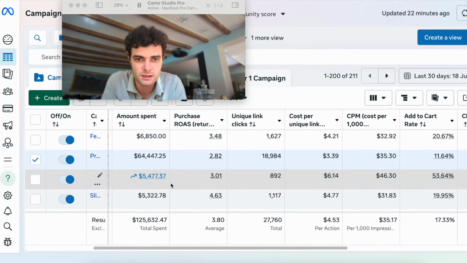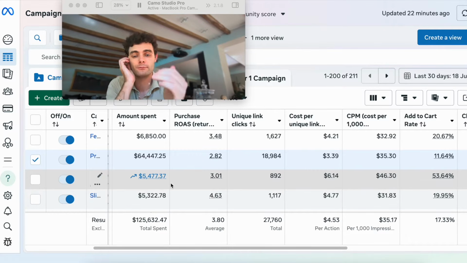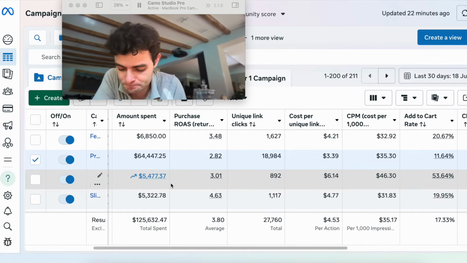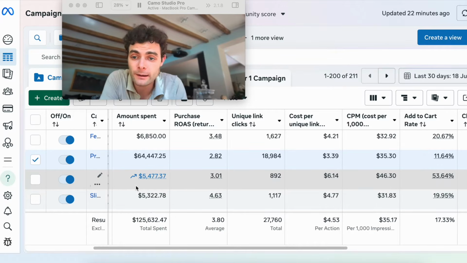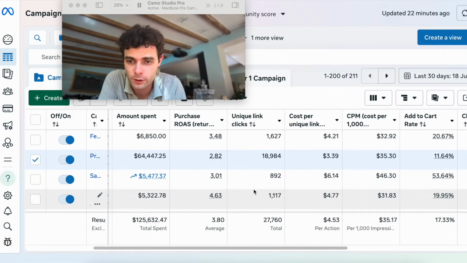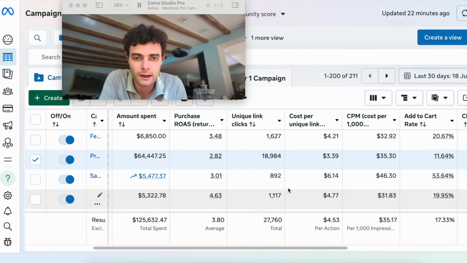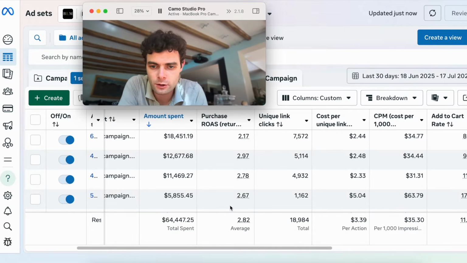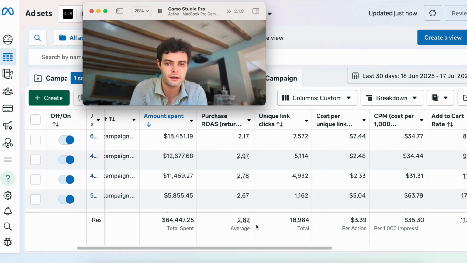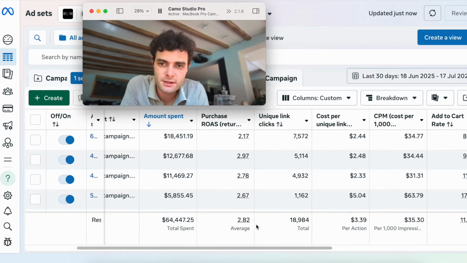In this case, we're selling to the US, so we don't have to divide into different countries or tiers, but we divide based on products. In this example, we have one product per campaign. Let's take a look at this one that spent 64 grand, and let's look inside. As you can see, 64,000, 2.82x return. Each ad set is either an avatar, an angle, or a creative concept, or a combination of all.